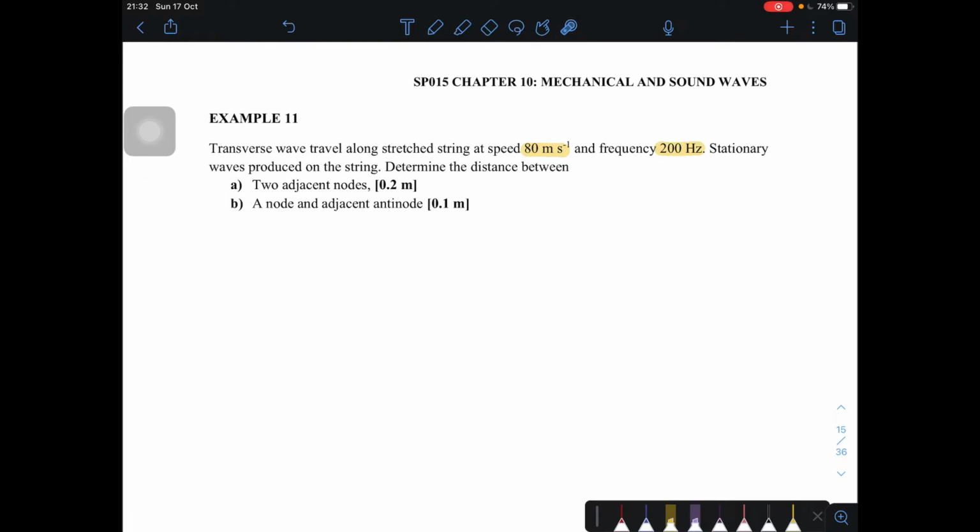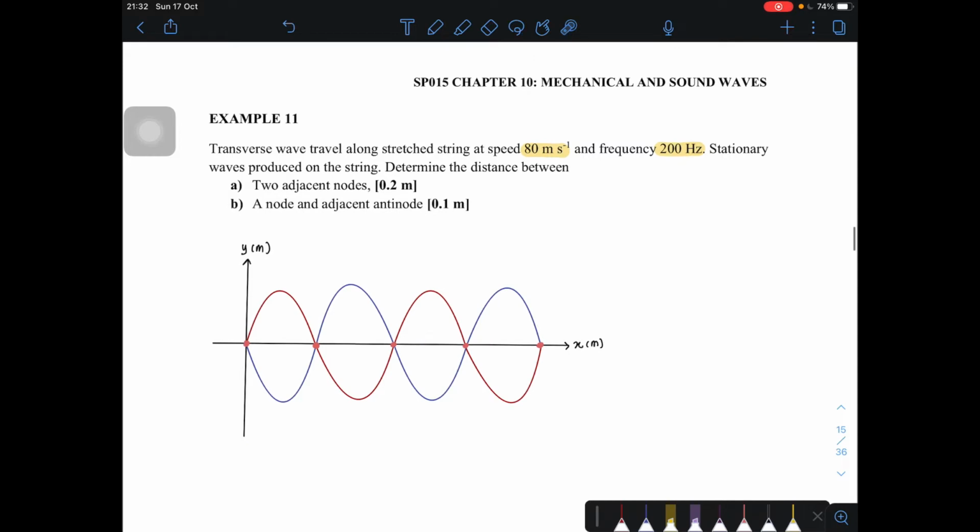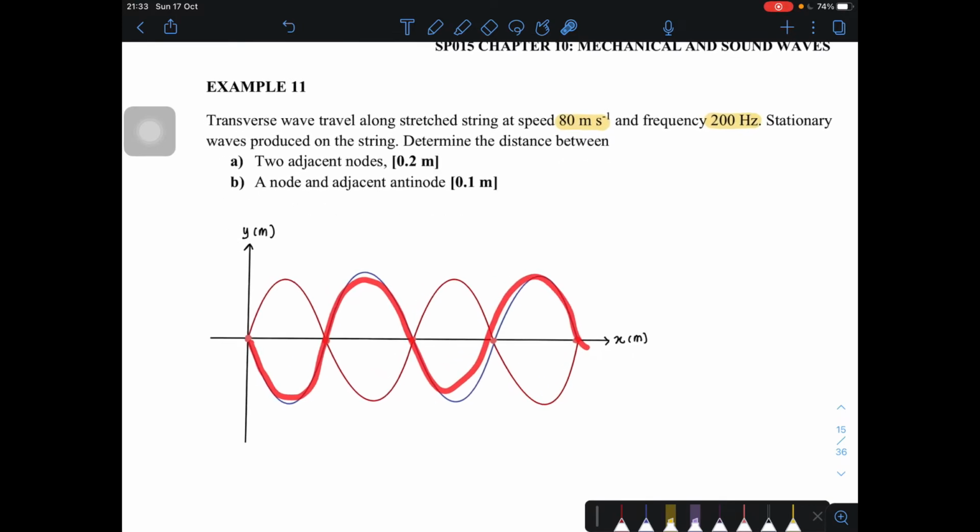Okay, kita tahu stationary wave ni terhasil daripada dua identical wave yang travel towards each other. So, apabila kita ada stationary wave, bermaksud kita akan dapatkan this kind of wave di mana mereka akan overlap. Okay. So, this is the first wave. So, this is the second wave. So, they will overlap with each other.